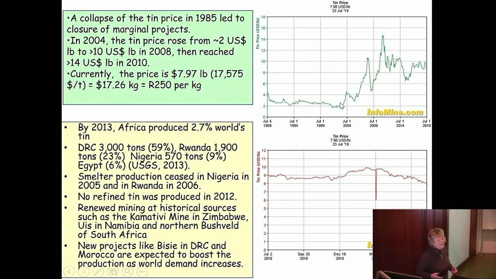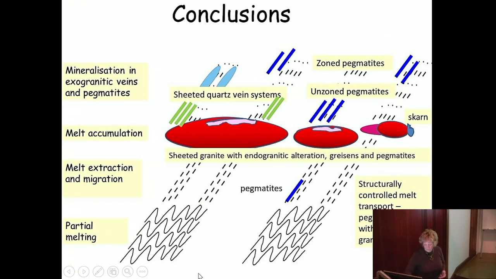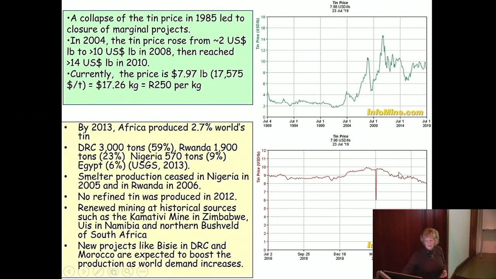Now, commodities, some are priced in ounces, some are priced in pounds, some are priced in kilos, and some are priced in tons. And that's long tons and short tons. So it's a bit difficult sometimes to track the price. But essentially, a pound is about half a kilo. And you can see that in 2004, the price essentially went up and up and up. And it reached $14 a pound in 2008, and then has sort of fallen again.